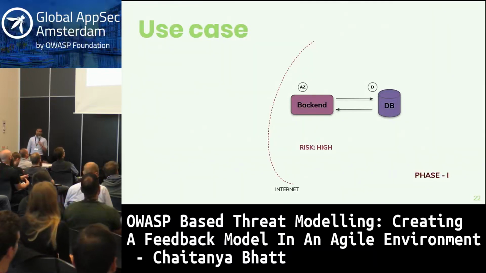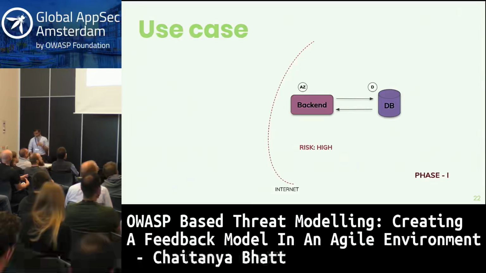Sprint 1, first phase. A backend system came in for our design review, which was talking to a database. And we realized there's an authorization issue because something in the backend is directly referencing the database. I felt this should be noted, and I added data management and authorization into it. Based on my risk rating, I felt the risk is high. But that was phase 1.